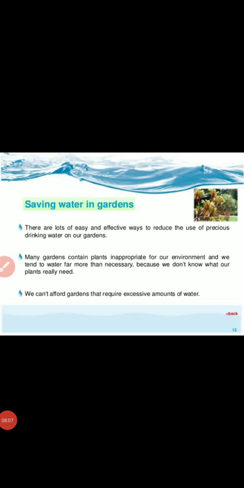Then, saving water in gardens. There are lots of easy and effective ways to reduce the use of precious drinking water in our gardens. Many gardens contain plants inappropriate for our environment, and we tend to water far more than necessary because we don't know what our plants really need. We can't afford gardens that require an excessive amount of water.